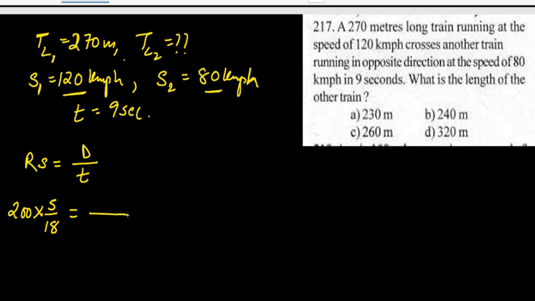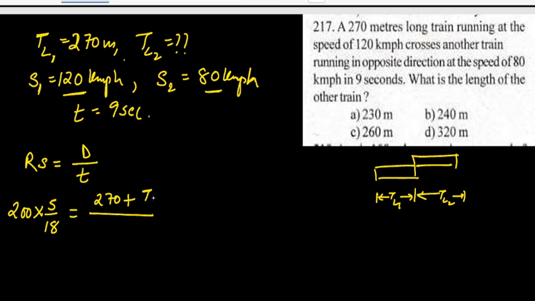Equal to distance will be what? Now when two trains cross each other, we have to take the length of train length 2, and we have to take the length of this train as well, because both of them will be crossing each other's length, right? So the total length would be both train lengths added. Train length number 1 is 270, so write 270 plus train length number 2, which we are interested to find, divided by time, and they took only 9 seconds to cross each other.